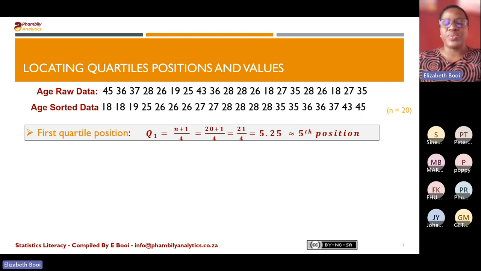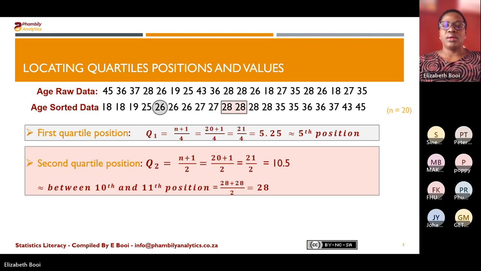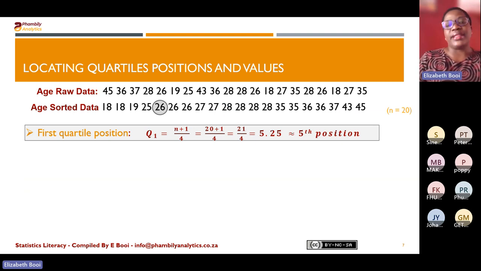What we're going to do is start counting from the sorted data. 1, 2, 3, 4, 5. And that will be our quartile 1 value. And our quartile 1 value is equal to 26.